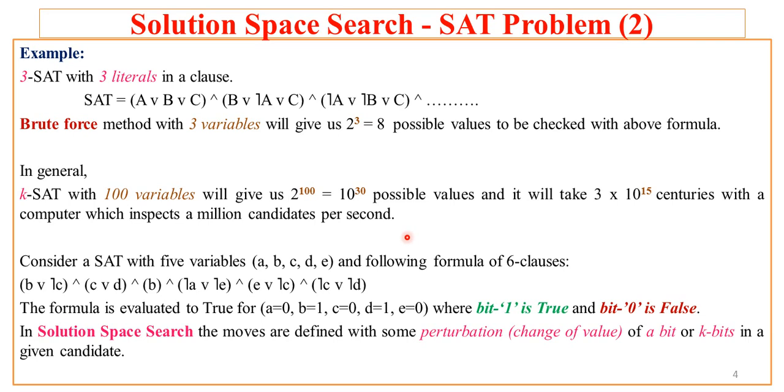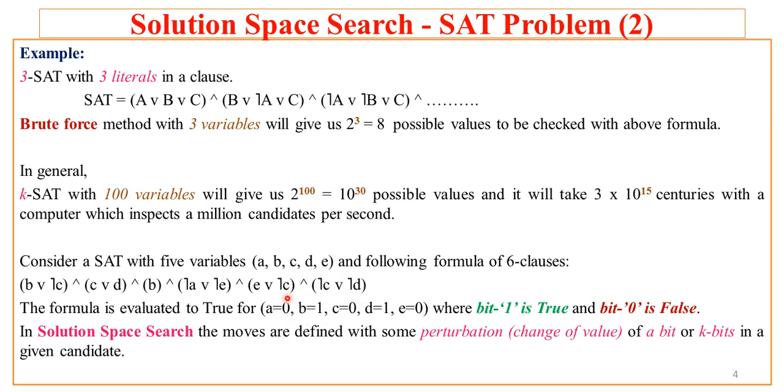Now, to address this problem, we may go for something called the solution space search mechanism. Now consider a SAT with 5 variables a, b, c, d, e, and the following formula of 6 clauses. We have been given a formula. For example, it is b or negation of c, and c or d or b, and negation of a or negation of e, and e or negation of c, and negation of c or negation of d.